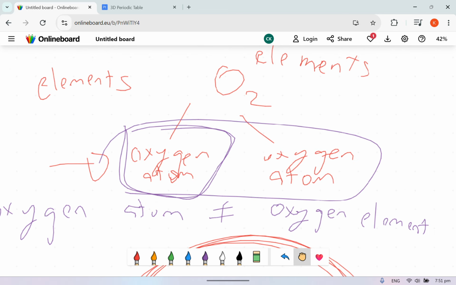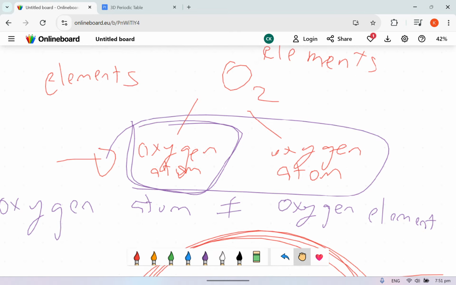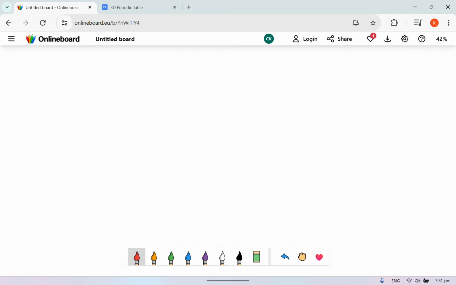You get my point? So I know that O2 is made of two oxygen atoms, not one oxygen atom. But here's the thing. One single oxygen atom, although it's not fully that big oxygen element, still belongs to an oxygen element. They still are part of it, and they are still defined as an oxygen element. So you get my point now? That's why compounds and molecules have sort of the same meaning, and that's why all compounds are molecules.